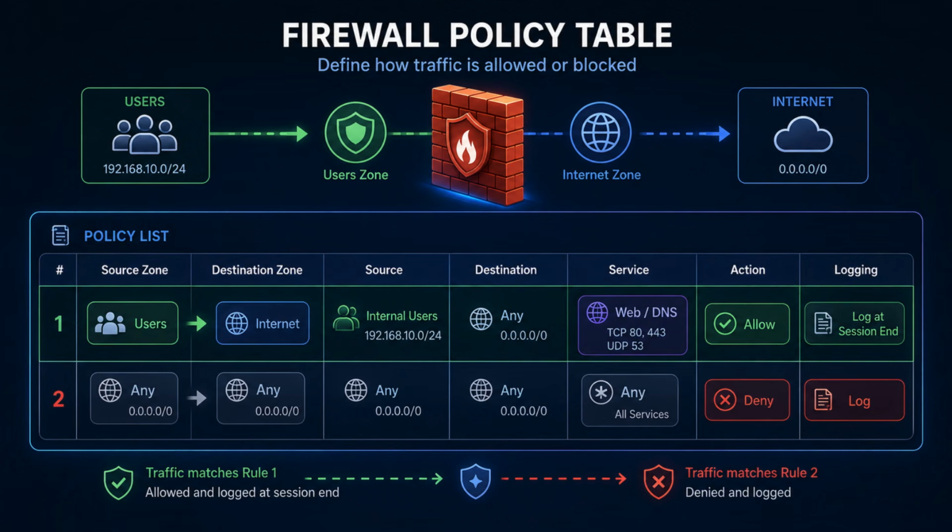You may have a policy that allows users in the internal network to access web services on the internet. That policy could permit DNS and HTTPS traffic from the user network to the internet zone. You may also have a policy that blocks users from reaching sensitive server networks unless they have a legitimate business reason. The key idea is simple. The firewall compares traffic against policy criteria, finds the appropriate matching rule, and then applies the configured action.